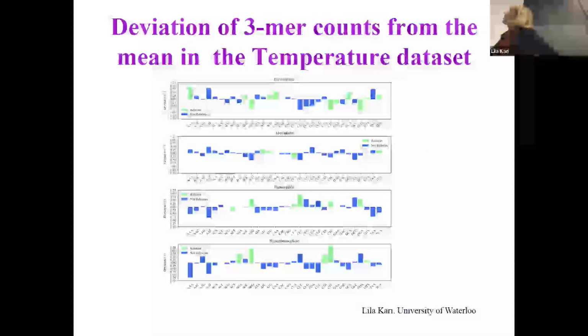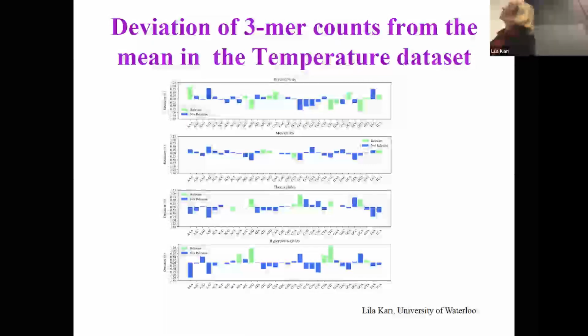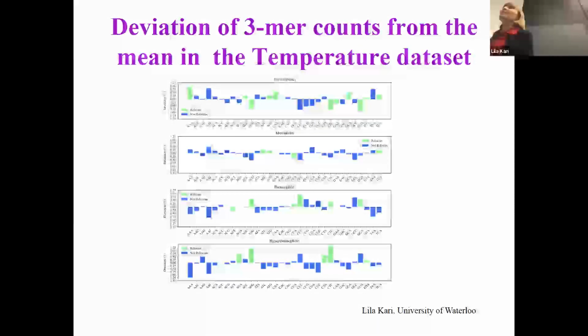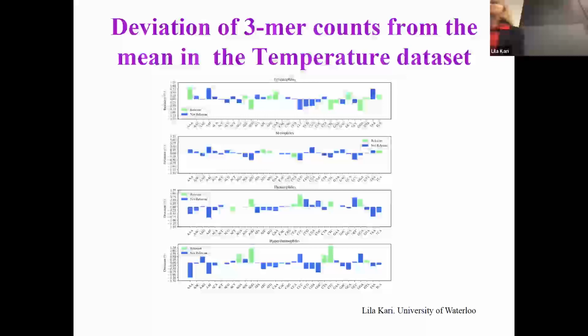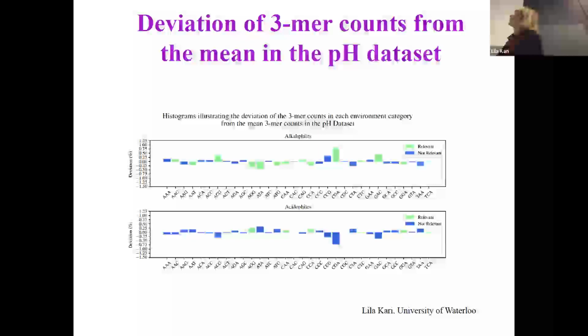These are some histograms. You wanted to look at the deviation this time of k-mer counts from the mean. So if you look at the signatures of psychrophiles, mesophiles, thermophiles, hyperthermophiles, and you look at the deviation of the 3-mers from the mean, you see that they are different. For example, in the psychrophiles, you see this one, AAA is overrepresented compared to the mean, while in hyperthermophiles it is very underrepresented. So each of them has a different k-mer frequency profile. And the same for the pH data set, you see the different signatures also.